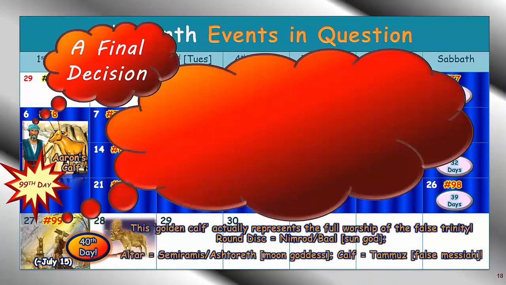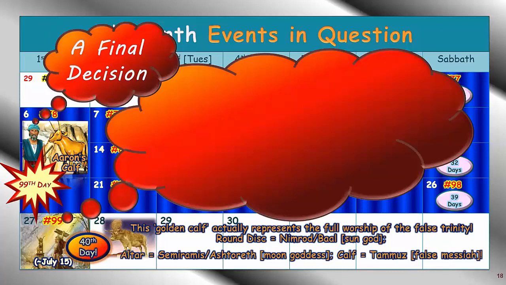This golden calf actually represents the full worship of the false trinity. The round disc, that's Nimrod or Baal, and that's the sun god. The altar, that's Semiramis or Ashtoreth, the moon goddess. And the calf, that is Tammuz, the false Messiah. This is what they were worshiping on that day.